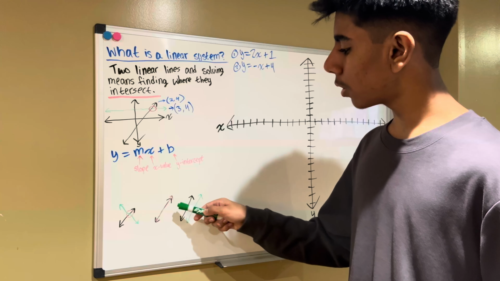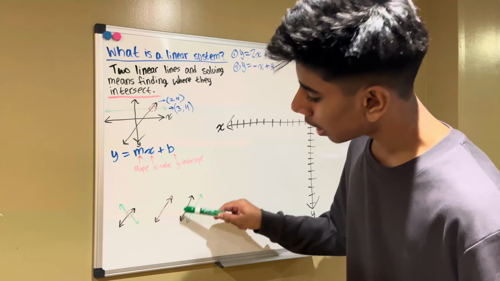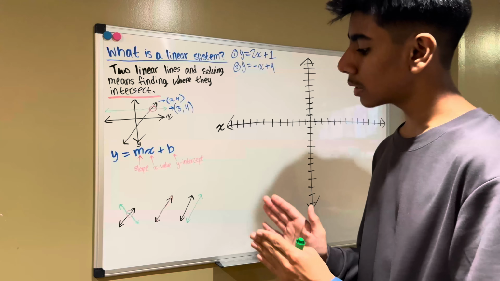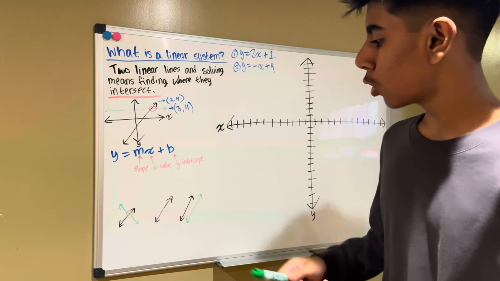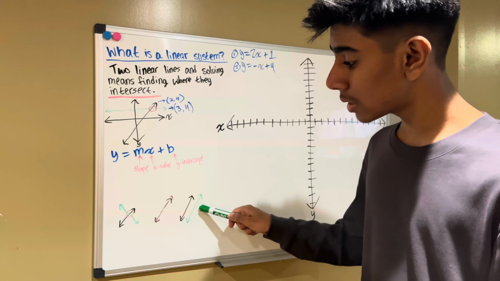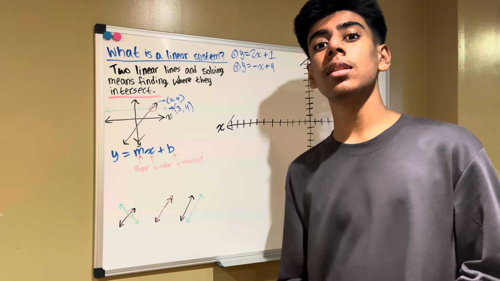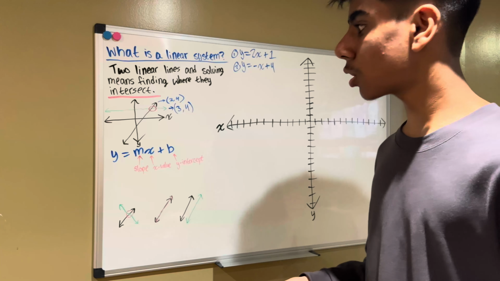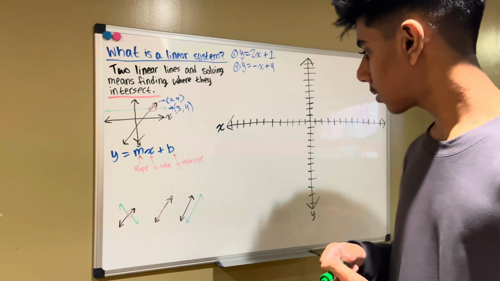And then there are parallel lines. Two lines are parallel to each other, and as you know, parallel lines never meet. They never touch. So there's no point of intersection, meaning there are zero solutions, because solutions are basically how many times the lines intersect.